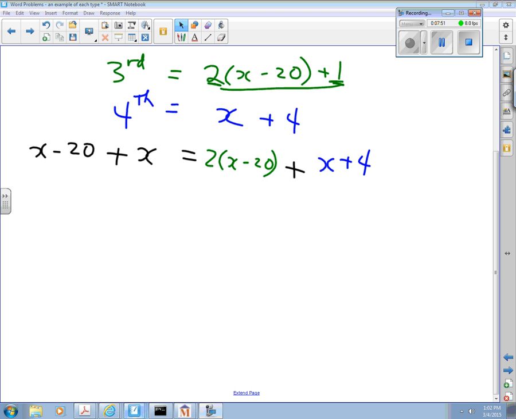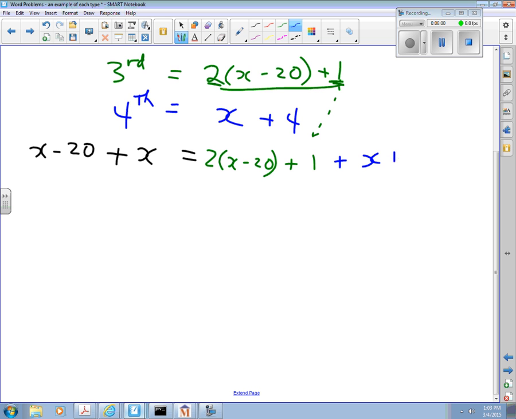And whoops, somebody just pointed out to me I forgot the plus 1. That little plus 1 got lost. There we go. And the fourth. There we go. Now we're rolling. All of that has to become one thing. Somewhere there is a number in this universe that if you take that number, take 20 away from it, add it to the same number again, you get the same thing as if you took that number, took away 20, doubled that answer, added 1, added that same number again, and added 4. And my job is to figure out what that number is.